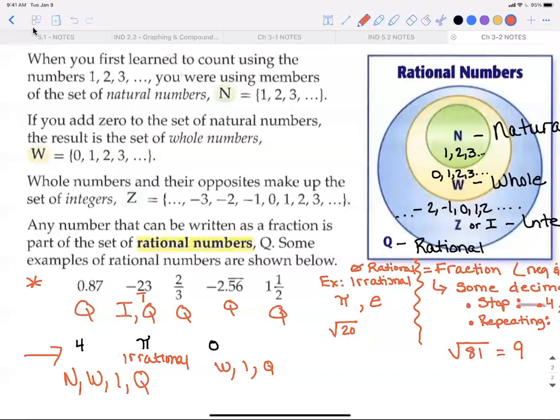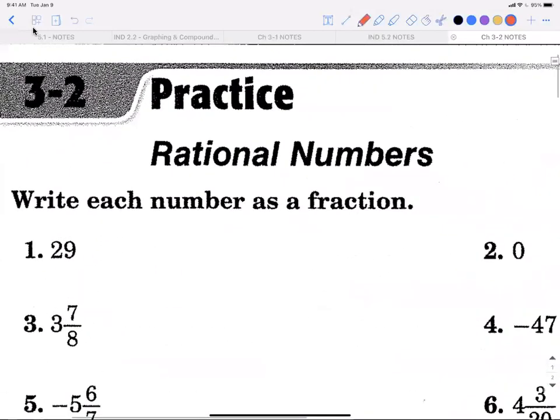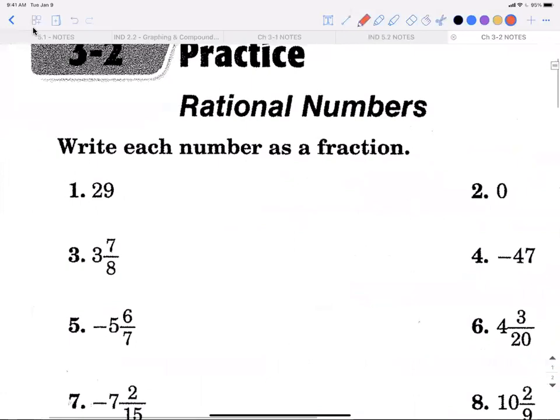Because on your homework, you're going to have to identify whether or not something fits. And I think your homework doesn't even include naturals. It just says whole, integers, and rationals. Just know that if it's whole, it's automatically integers and rationals, right? It automatically blows out. All right, so now we're going to do a couple of examples of writing each number as a fraction.